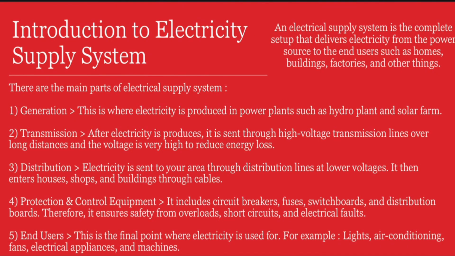Number 4 is protection and control equipment. It includes circuit breakers, fuses, switchboards, and distribution boards. Therefore, it ensures safety from overloads, short circuits, and electrical faults. Lastly is the end users. This is the final point where electricity is used. For example, lights, air conditioning, fans, electrical appliances, and machines.